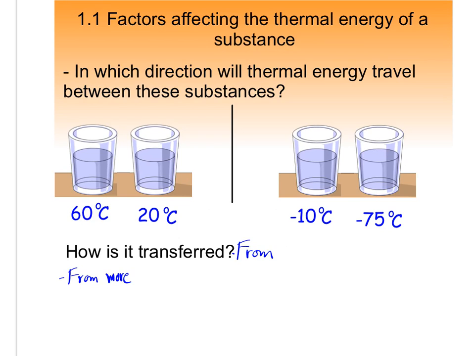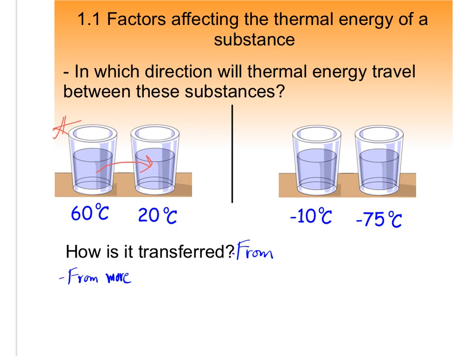Now, let's look at the first example. If we have a glass of water at 60 versus a glass of water at 20, and we bring them super close, so close that they start exchanging their thermal energy, which way is it going to go? Well, from the highest energy to the lowest. In that case, from highest temperature to the lowest. So it's the hot that warms up the cold, not the other way around.